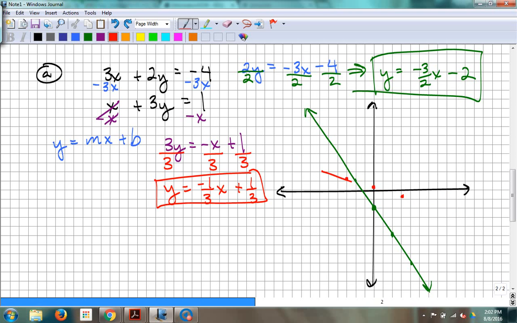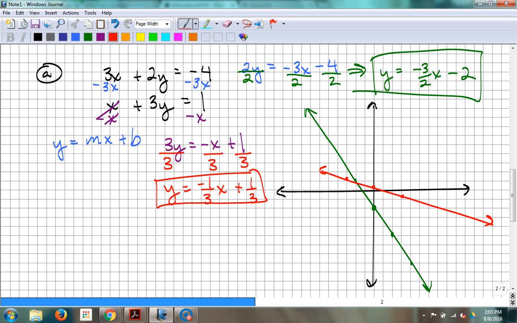Go ahead, Jordan. We need to know that, okay? How many solutions is this one going to have? It's going to have one. One. Because they cross. If they cross, you know they're going to have one. The only way that they've got no solution is if the slopes are the same and the y-intercepts are different. The only way they have infinitely many solutions is if both equations are what? Exactly the same.